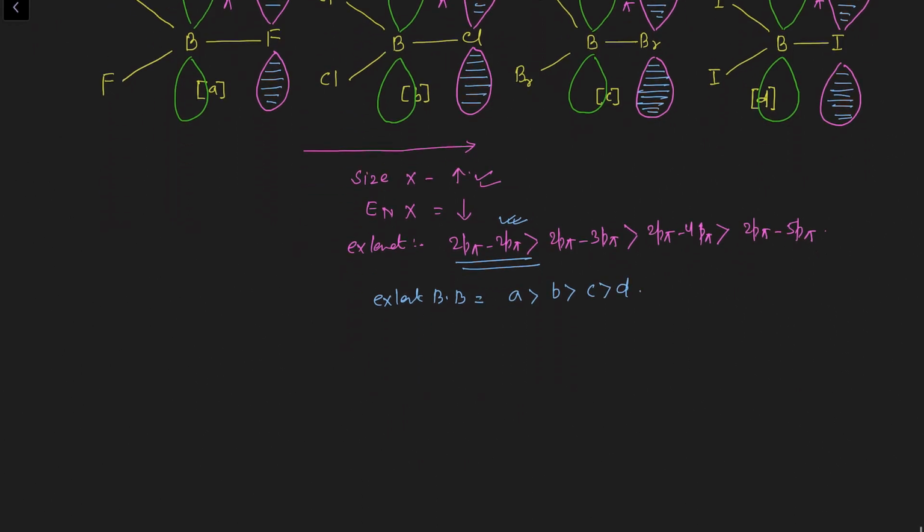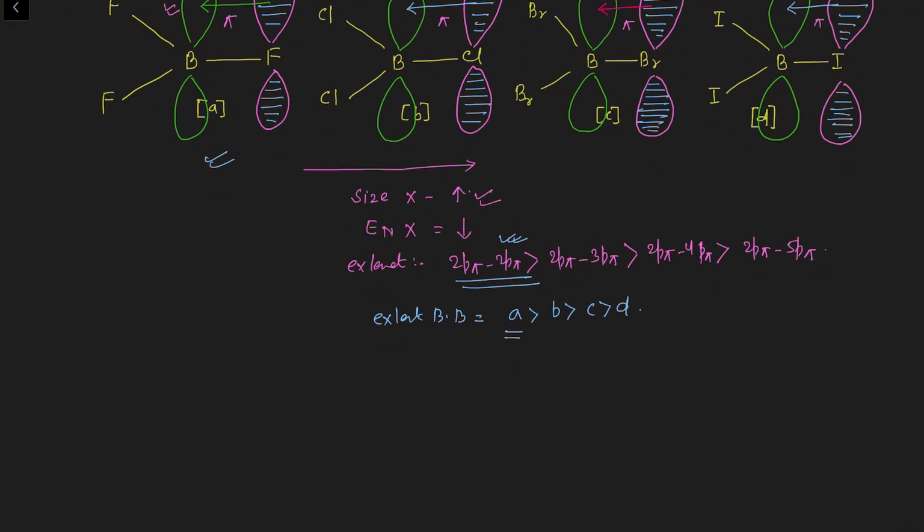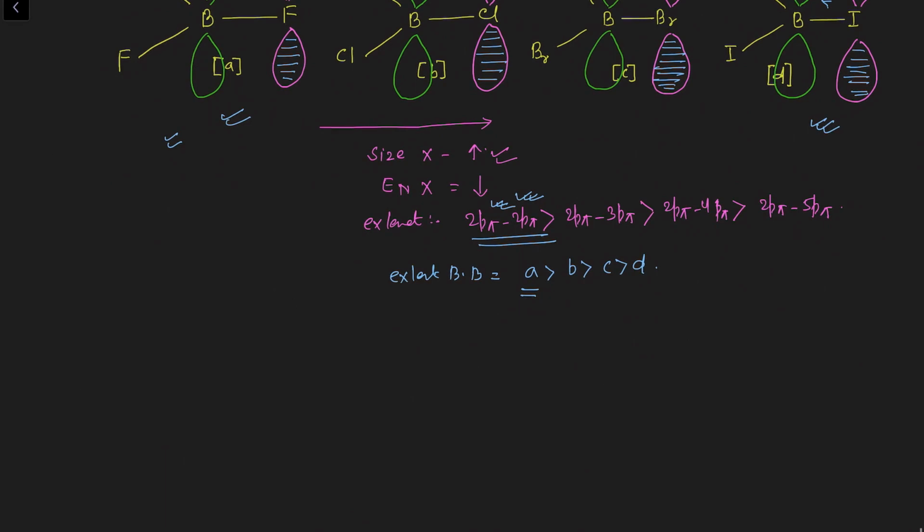Now if the extent of overlapping is maximum in the case of BF3, what will happen? The electron deficiency of the boron atom will be minimum in the case of BF3, because of effective back bonding. While the electron deficiency of BI3 will be maximum, because this back bonding is not as effective as in the case of BF3. The reason is that here there is a back bonding, but it is a weak back bonding, and this back bonding in BI3 is not decreasing the electron deficiency of boron up to the maximum extent.